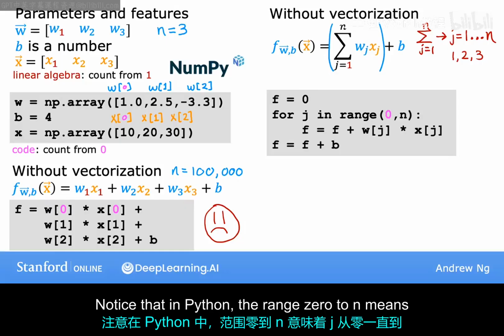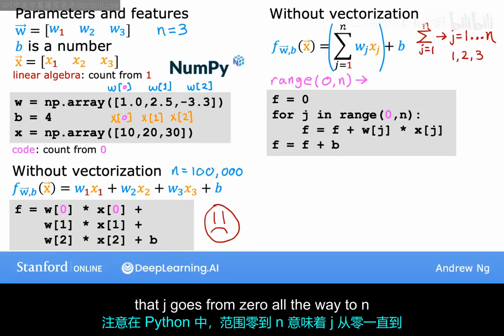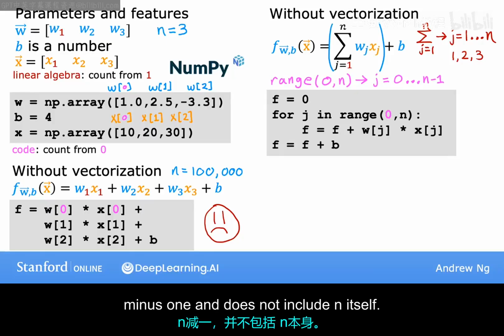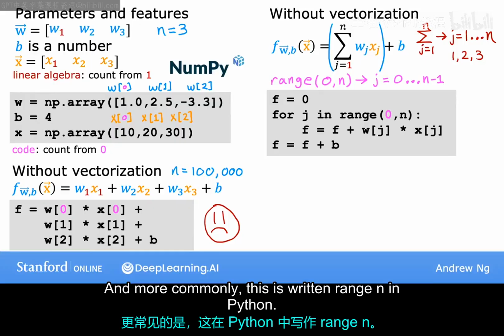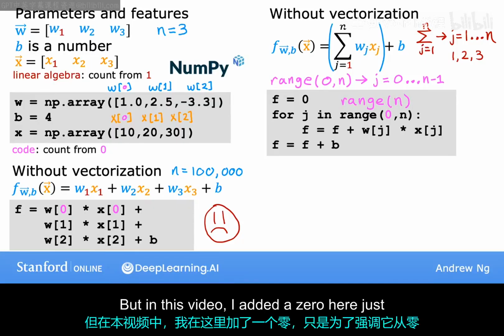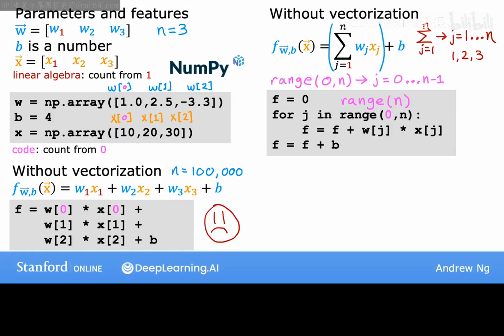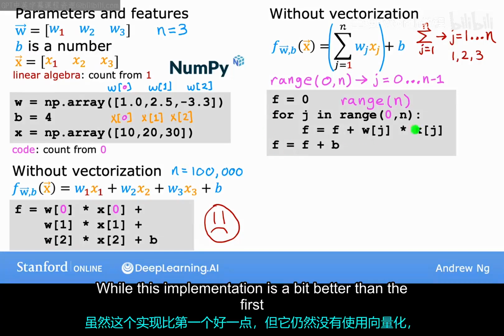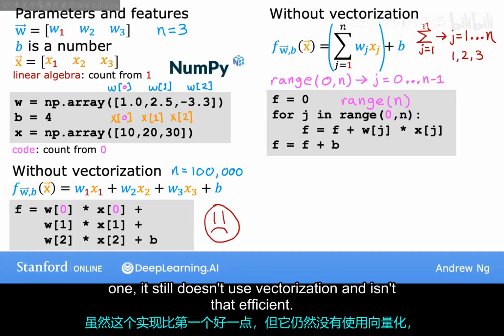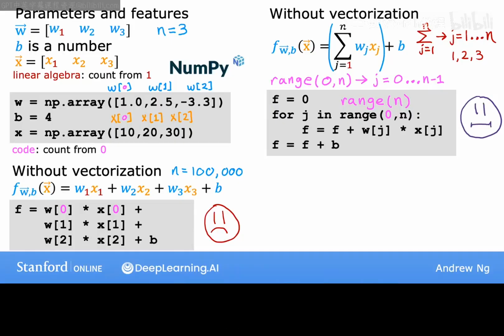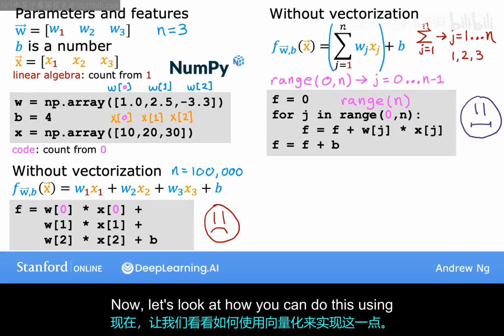Notice that in Python, the range 0 to n means that j goes from 0 all the way to n minus 1 and does not include n itself. And more commonly, this is written range n in Python, but in this video, I added a 0 here just to emphasize that it starts from 0. While this implementation is a bit better than the first one, it still doesn't use vectorization and isn't that efficient. Now, let's look at how you can do this using vectorization.